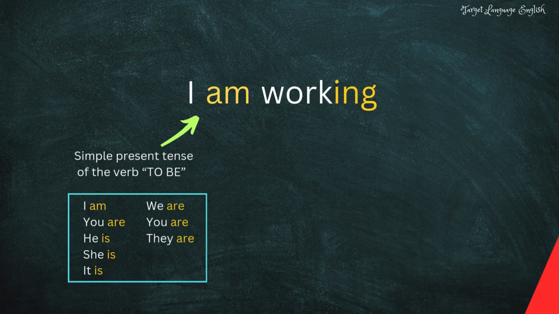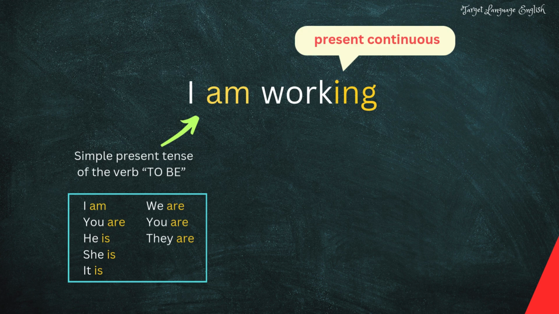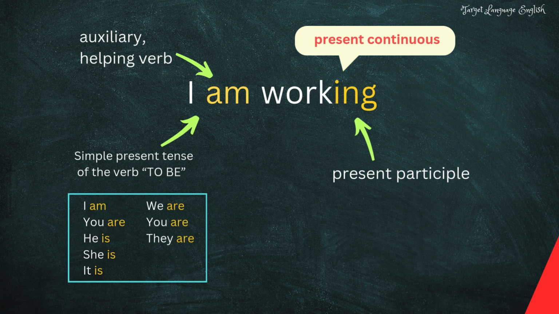First, we need the present simple tense of the verb to be, and we need to add ing to the end of the verb work. Now we have a new sentence. I am working. This sentence is in the present continuous tense. The verb to be has a special function here. It is an auxiliary verb or a helping verb. It helps us to form the present continuous tense. Working is the present participle of the verb work. The present participle is formed by adding ing to the base form of the verb.